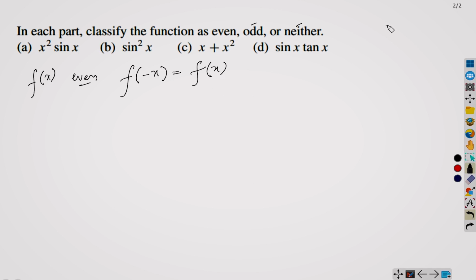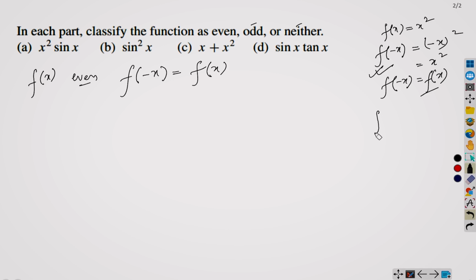For example, let's say f of x equals x square. Now, f of minus x, what do we obtain? Minus x whole square, which equals x square. Therefore, we can write f of minus x as f of x. Yes? So, this is an even function, right?